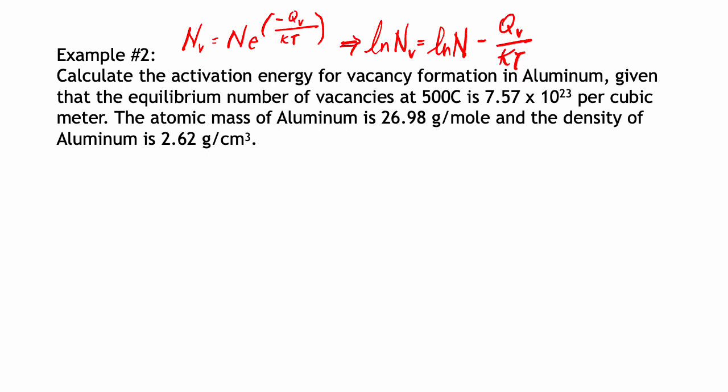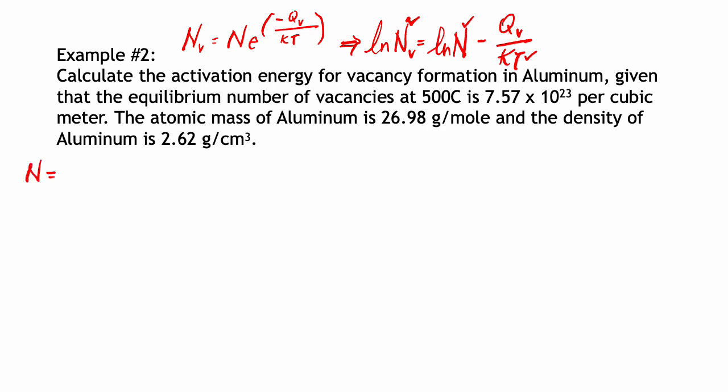So I'm given temperature. I'm given the equilibrium number of vacancies, N sub V. I'm given the atomic mass and the density, from which I can get N. K is a constant, so I should be able to find Q sub V. So first let's get N.